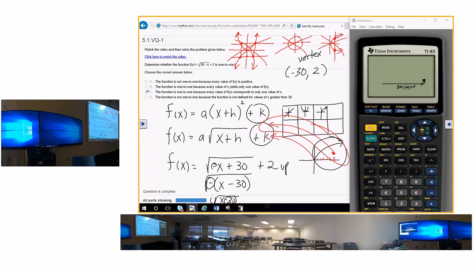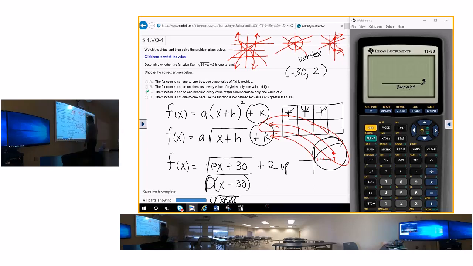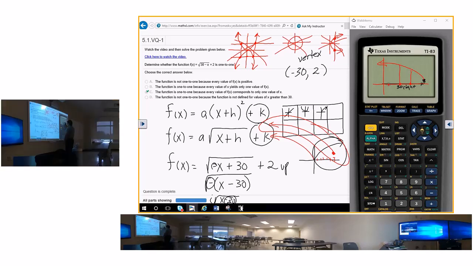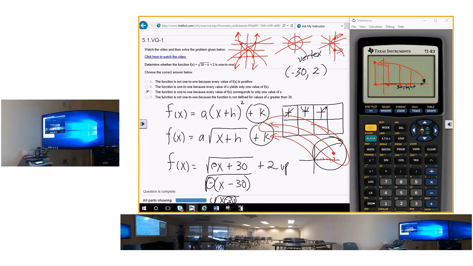A one-to-one function is basically anything that looks like what I had up here. It means for every x, there is one y. So that's what a one-to-one function is. Every time you plug in x, you're going to get one y.